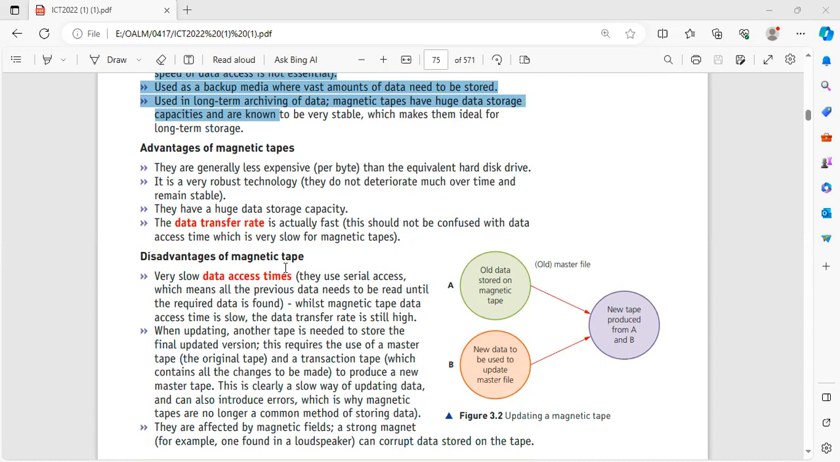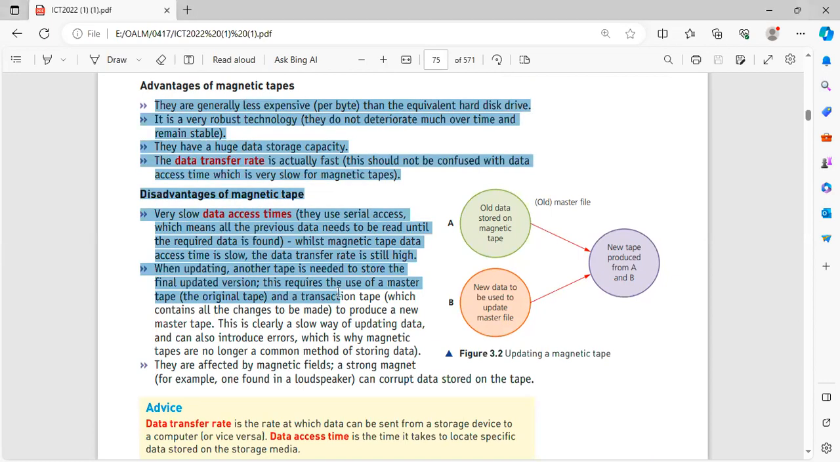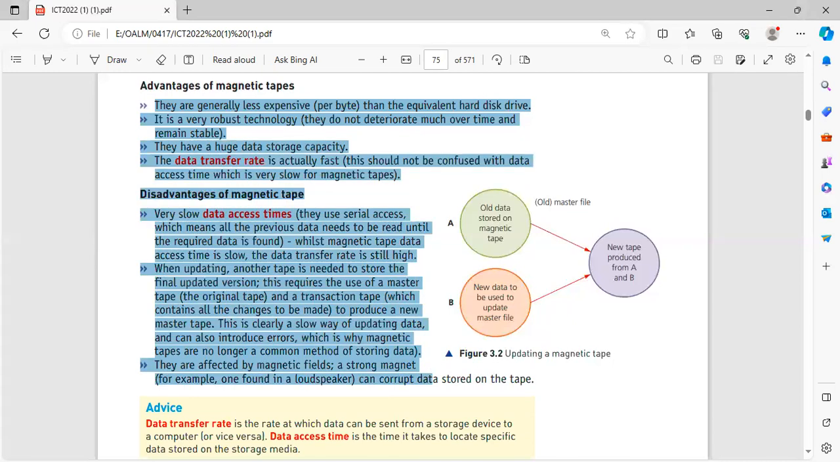Okay. Now see the advantages of magnetic tape and then the disadvantages of magnetic tape. Till then you can go through it.